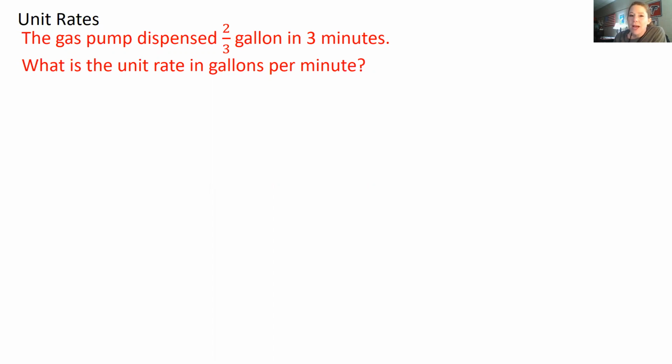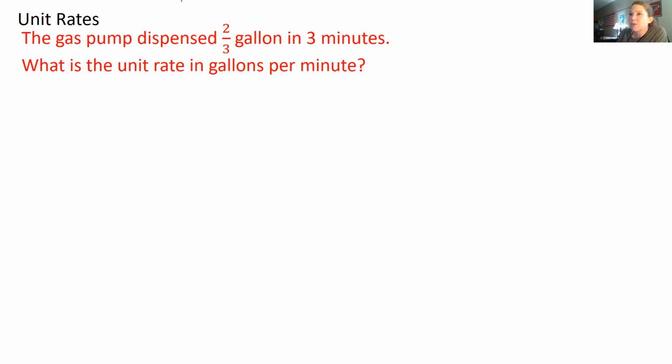Today we're going to talk about unit rates and proportional relationships. All right, so this very first problem says a gas pump dispensed 2/3 of a gallon in 3 minutes. The question is, what is the unit rate in gallons per minute?